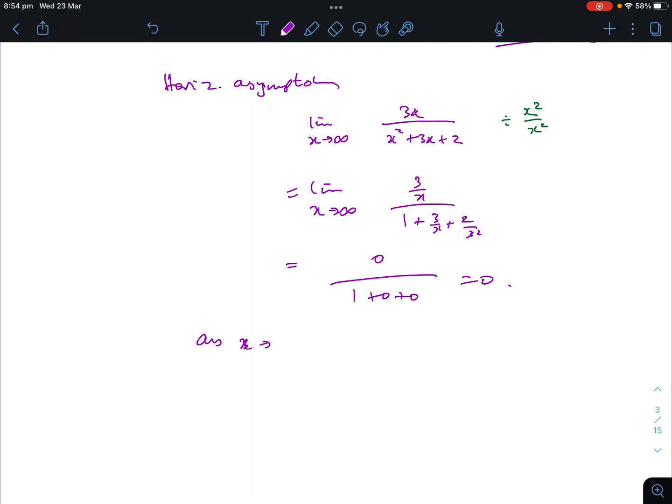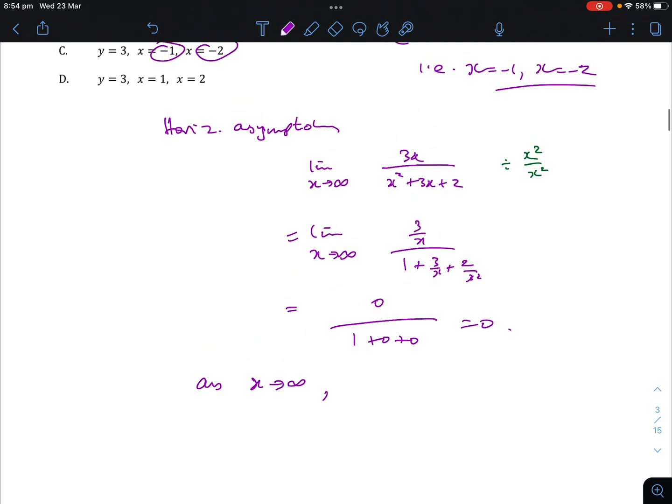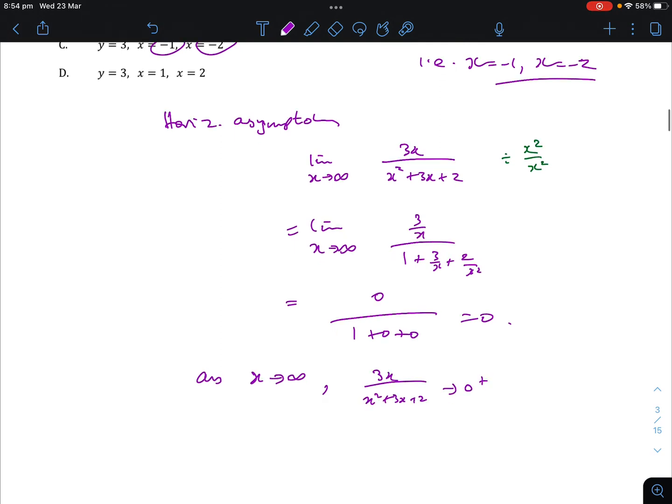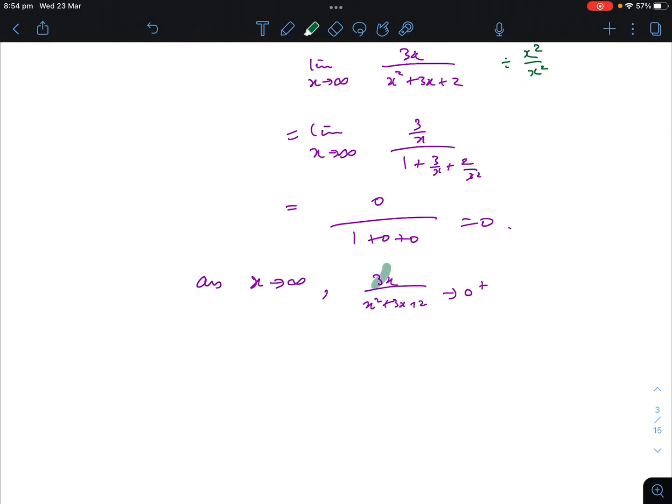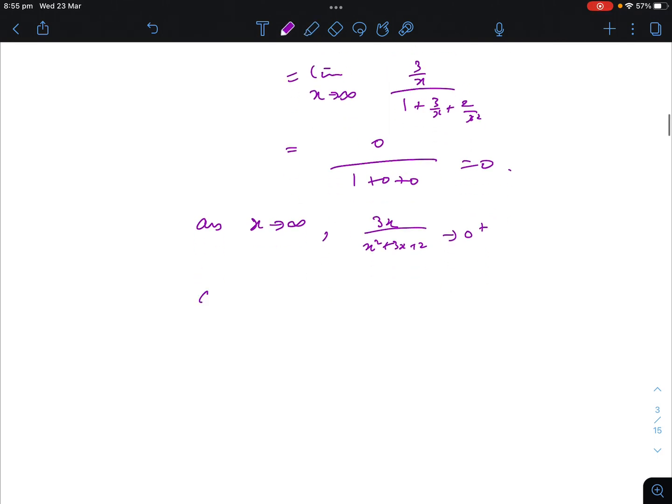As x approaches infinity, then 3x on x squared plus 3x plus 2 approaches 0 from above, in that you're getting a sequence of positive values in ratio, but clearly the denominator is going to overwhelm the numerator in terms of its magnitude, and therefore you're going to divide a number by a massively larger number, therefore tending to 0, but a positive type of 0. Whereas as x approaches negative infinity, you're still going to have this.